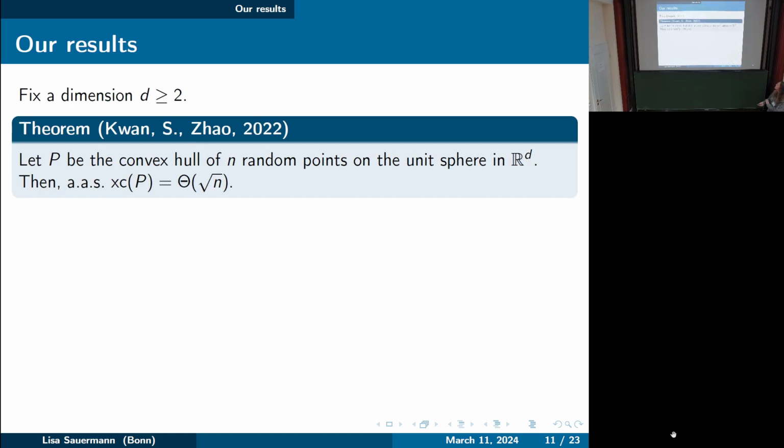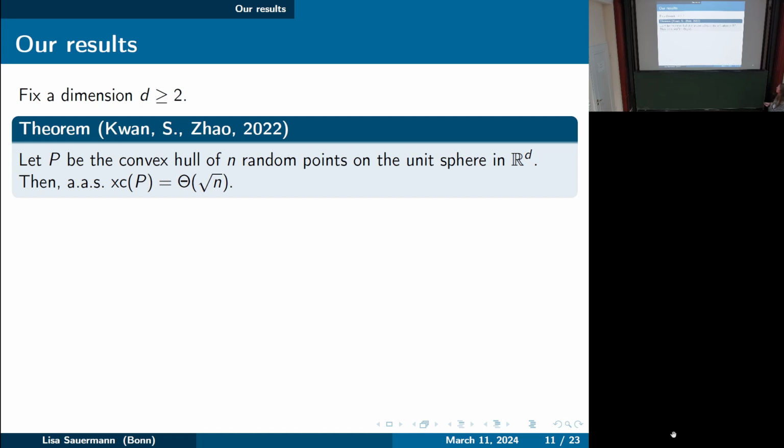Okay. So here are now our results about these two random polytope models and their extension complexity. We proved that for any fixed dimension d at least 2, if you take the first model, so you take P to be the convex hull of n points... And I forgot to say this is joint work with Matthew Kwan, who at the time was at Stanford with me, but now is at IST Austria, and Yufei Zhao, who's at MIT.